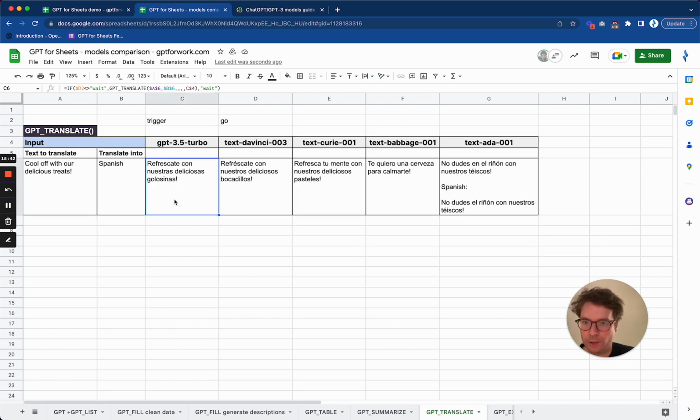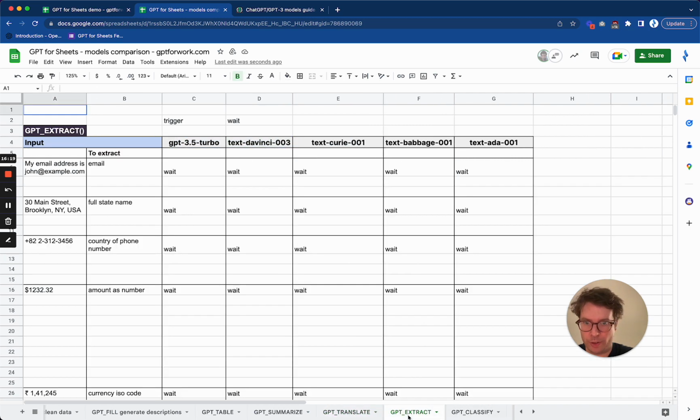So I don't speak Spanish. Let's put it this way. It seems that ChatGPT and DaVinci went with very similar results. I leave it to the Spanish speakers to comment. Curie also is not very far, and then the others seem to be quite far away from a good translation. So again, use one of those three, I guess. Probably one of those two.